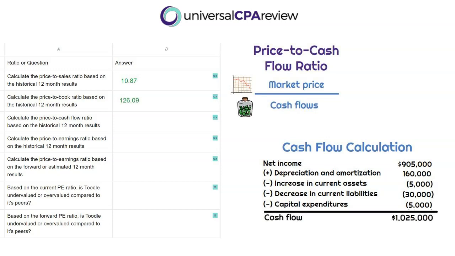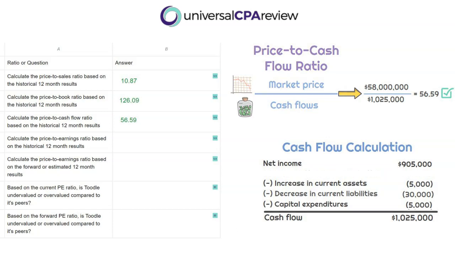So we have everything factored in here. When we take all the additions and the subtractions, we end up with cash flow of $1,125,000. Well, now that we have the market price, which is still $58 million, and now we have cash flows of $1,025,000, just divide by that cash flow amount, and we get a price to cash flow ratio of 56.59.